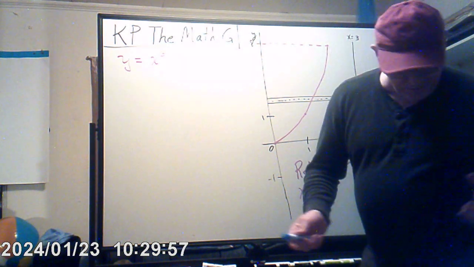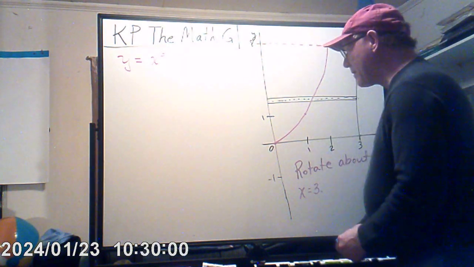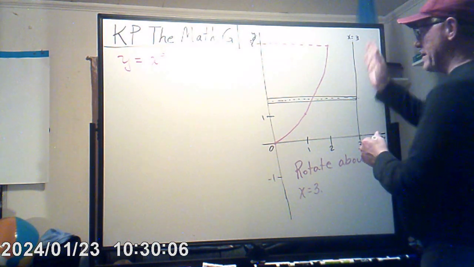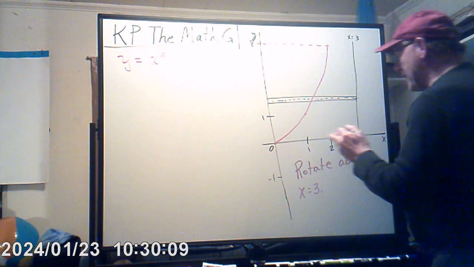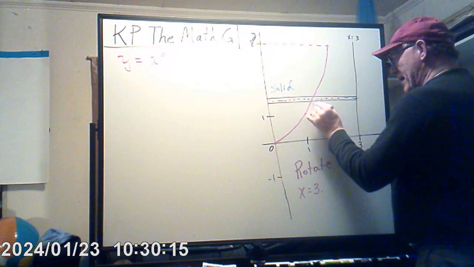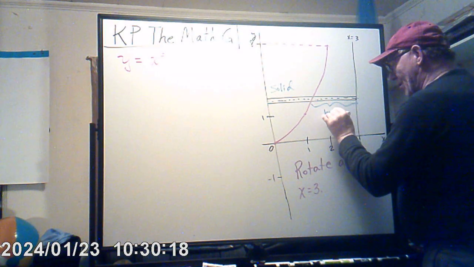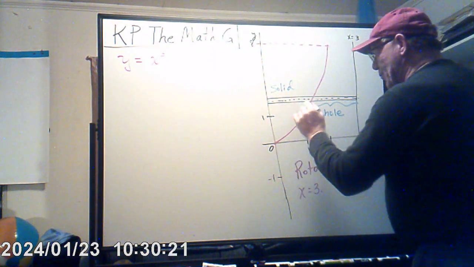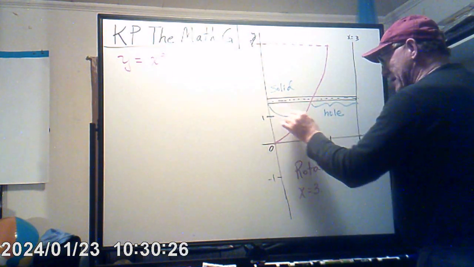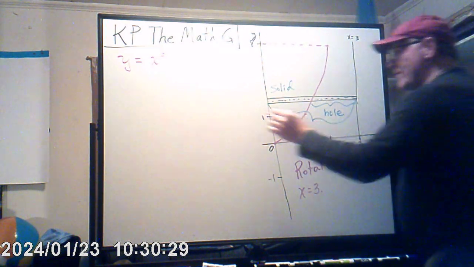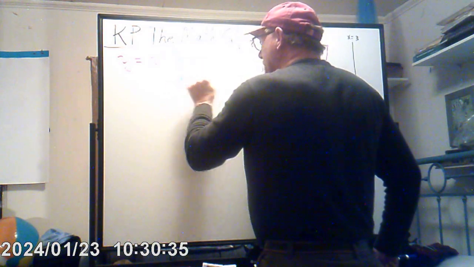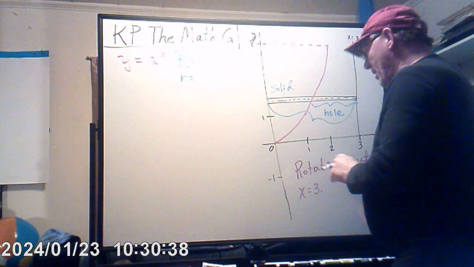Alright, and this one, when you have a hole, you just gotta see that right here. Where is my hole here? I'm going to rotate this about x equals 3. This part right here is solid. This part right here is not solid. This is my hole. And you got to recognize what part is solid and what part is the hole. Now, what part is the radius? Big R is this. Alright, let's put big R, little r. We're going to subtract off because we're going to have a hole.